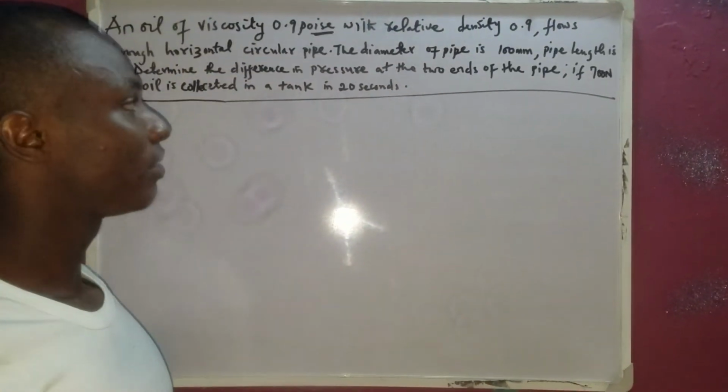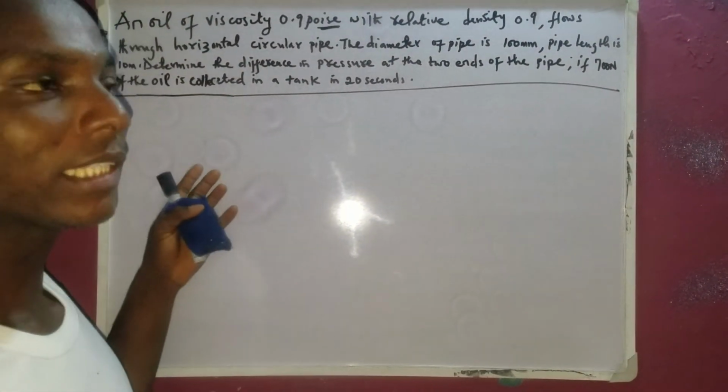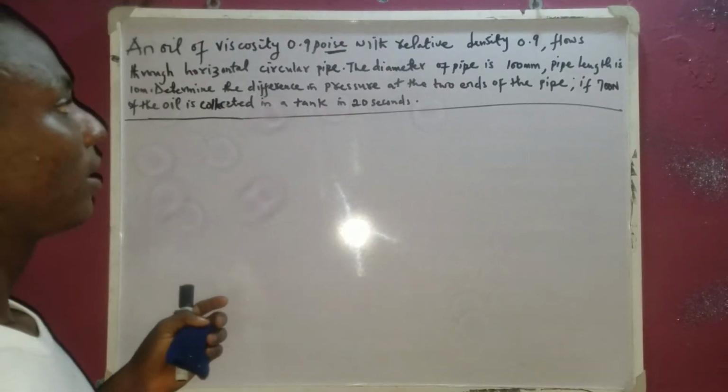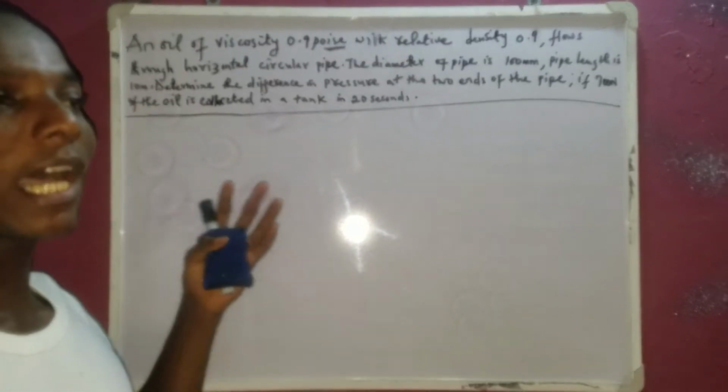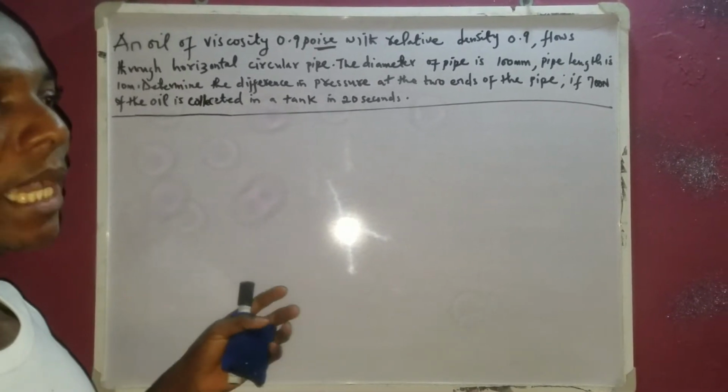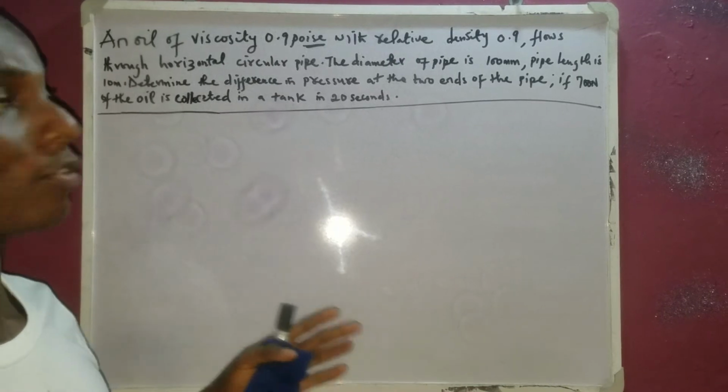Welcome everyone. Today we'll be looking at flows through uniform pipes. The use of the Hagen-Poiseuille equation to solve for flows through uniform pipes, pipes of the same cross-sectional area.